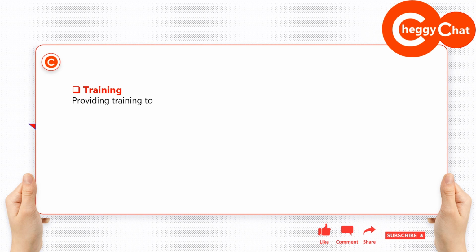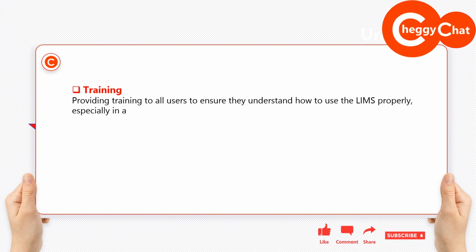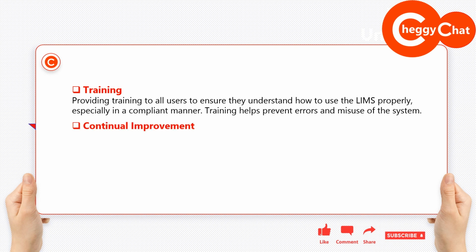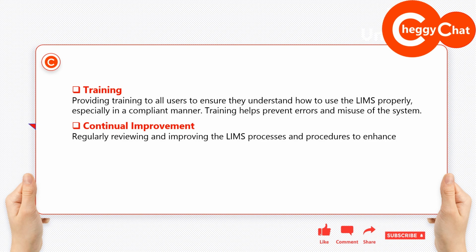Training. Providing training to all users to ensure they understand how to use the LIMS properly, especially in a compliant manner. Training helps prevent errors and misuse of the system. Continual improvement. Regularly reviewing and improving the LIMS processes and procedures to enhance its quality, efficiency, and compliance.